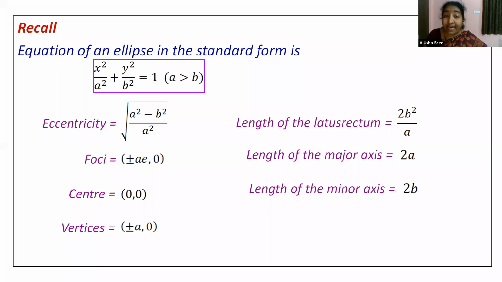Then feet of the directrices is given by plus or minus a by e comma 0. Now, based on these formulae, you can very well try to recollect the formula for the conjugate form. The major axis becomes the minor axis in the other case, and the minor becomes the major axis. Therefore, a will be replaced by b in the case of the conjugate form.